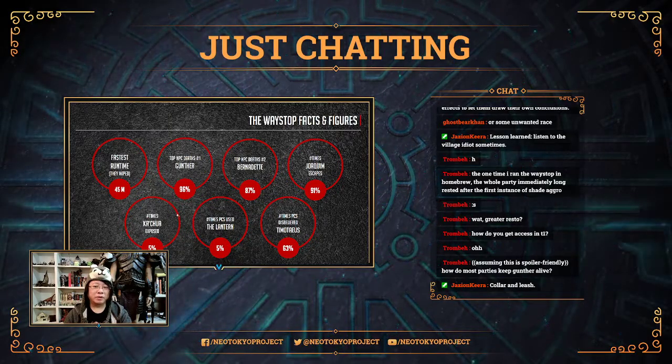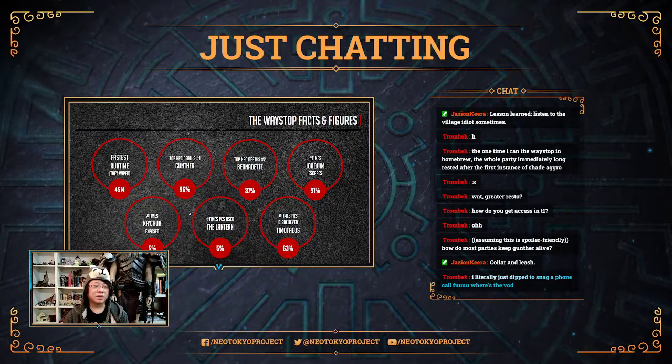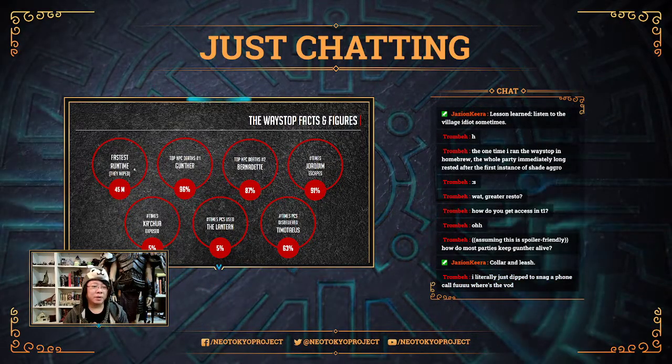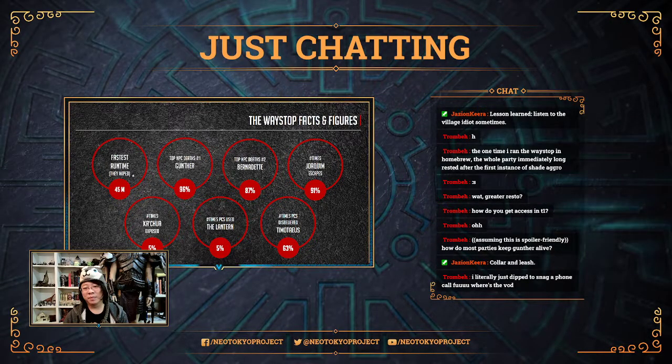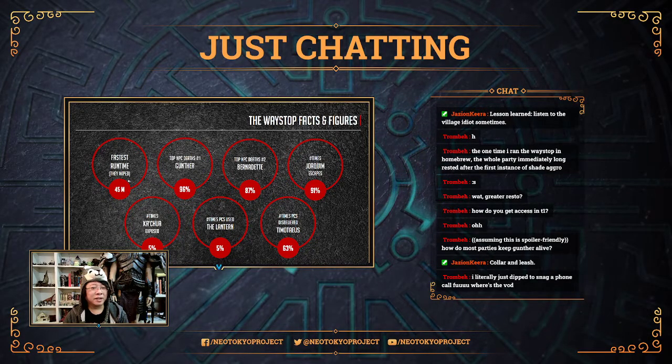And we'll talk a bit about the shade rules that I designed and the principles behind why I designed the shade rules. So just a quick one, as you can see, fastest runtime for the Waystop, 45 minutes. They wiped, predictably, because they decided to aggro everything.